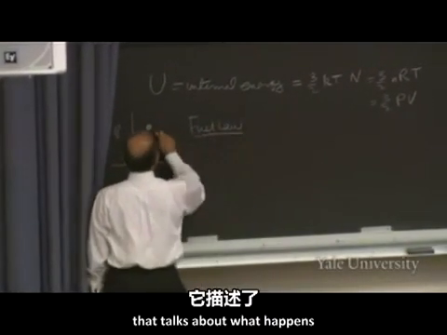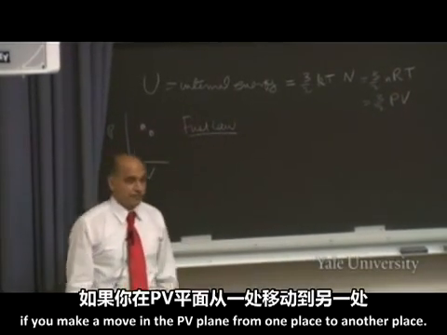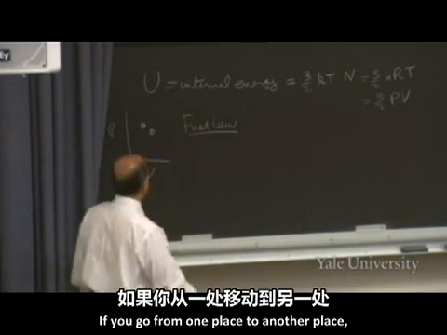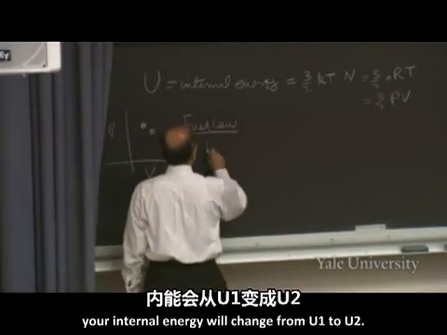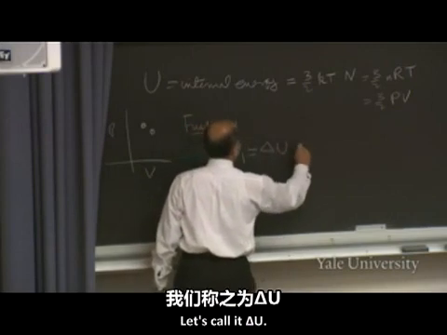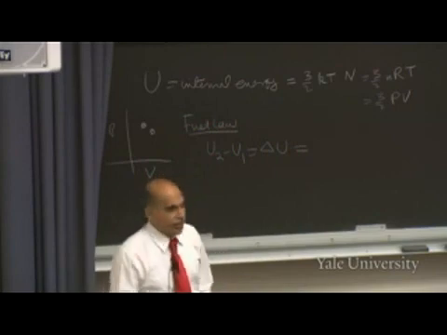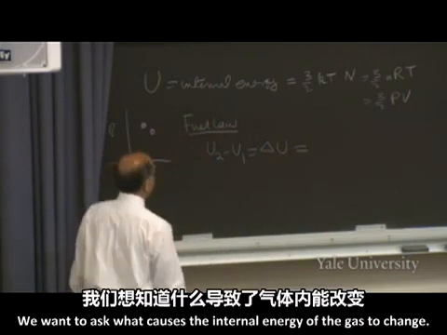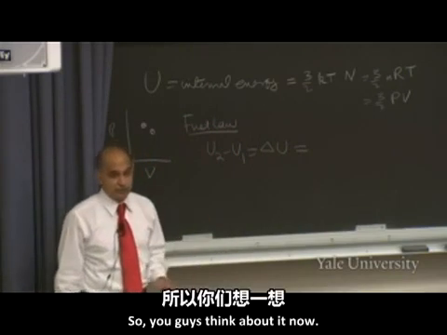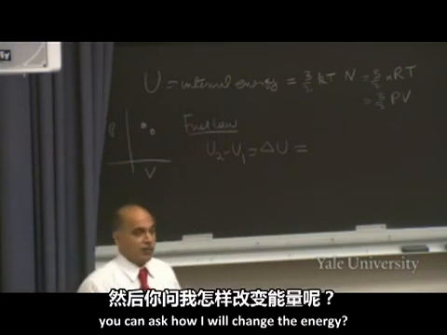that talks about what happens if you make a move in the PV plane from one place to another place. If you go from one place to another place, your internal energy will change from U1 to U2. Let's call it delta U. We want to ask what causes the internal energy of the gas to change. So you guys think about it now. Now that you know all about what's happening in the cylinder, you can ask, how will I change the energy?